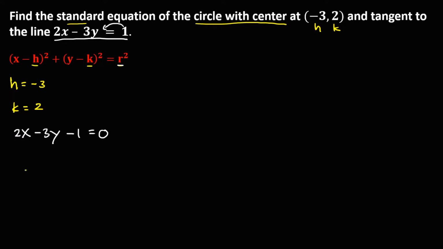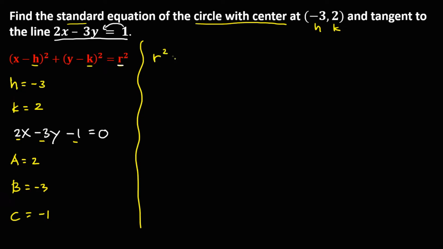So from this equation of the tangent line, a is equal to positive 2, b is equal to negative 3, and c is equal to negative 1. Then to solve for the radius or r squared, using this formula, we have (a times h plus b times k plus c) to the power 2, over a squared plus b squared. So this is the formula we're going to use to find r squared.